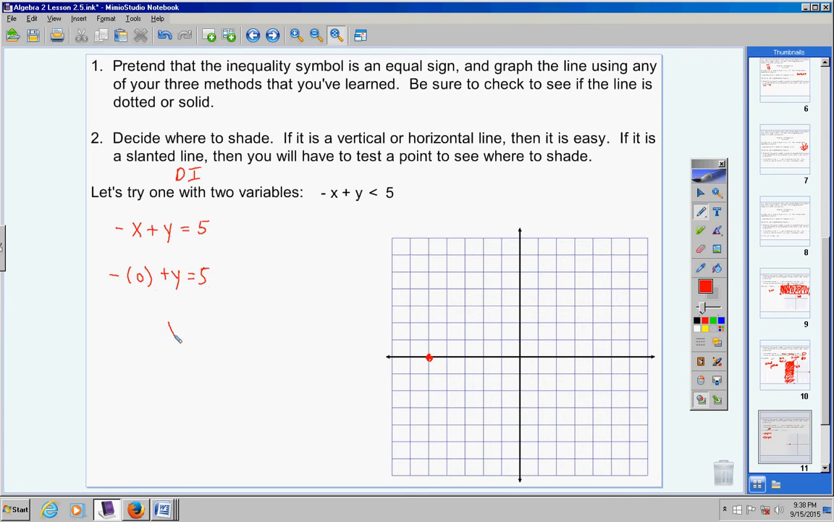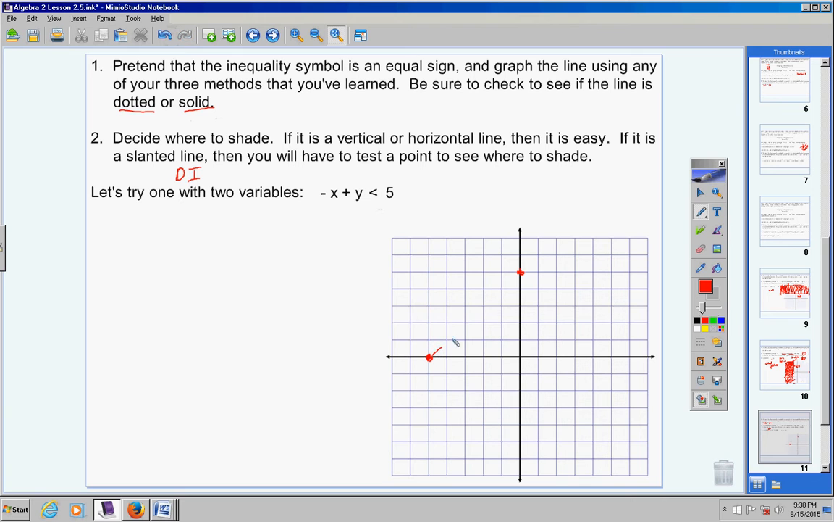Negative 0 plus y is y. Y equals 5. So there is my y-intercept. So just like that, students, I've got the points I need to graph the line. Now, be sure to check to see if the line is dotted or solid. Well, there's no equal sign here, so it is going to be dotted.